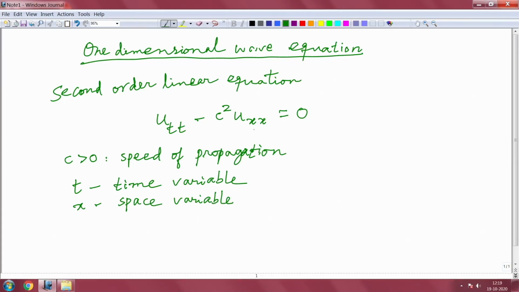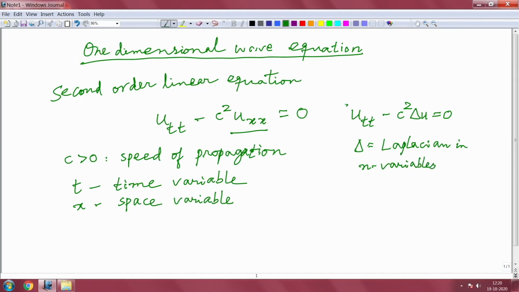If you replace this u x x by the Laplacian of u, and the Laplacian is the Laplacian in n variables, which you will study during the discussion on the Laplace and Poisson equation, then this is termed the n dimensional wave equation.